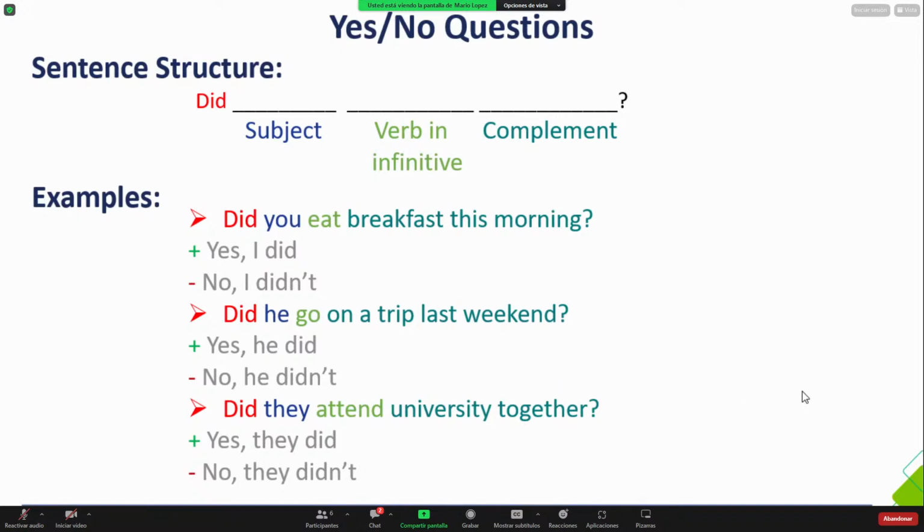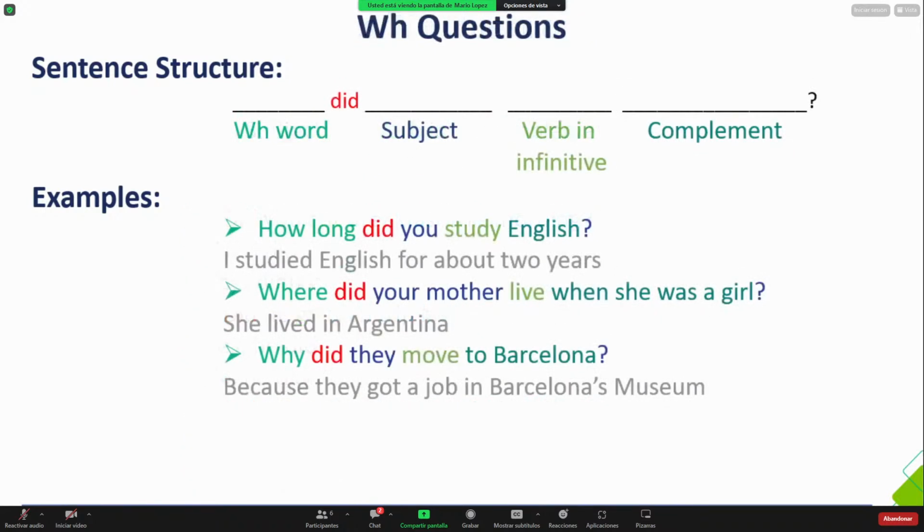And to finish, the last part of this topic is WH questions in simple past. Here, we are going to start the sentence also with a WH word. Vamos a empezar otra vez la oración con una WH word, con una palabra WH. Then we add the did. Después agregamos el did.